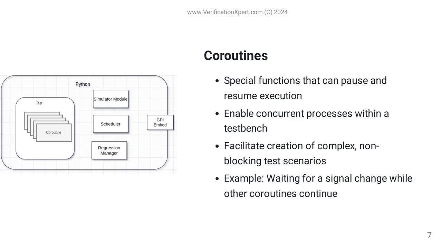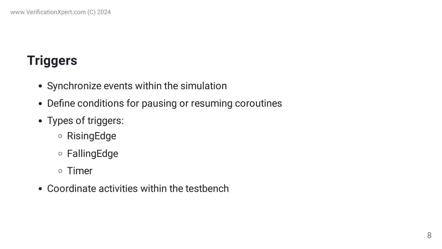Coroutines are special functions within Cocotb that can pause and resume execution. They enable concurrent processes within a test bench, facilitating the creation of complex, non-blocking test scenarios. For example, a coroutine can wait for a signal change while other coroutines continue running. Triggers synchronize events within the simulation and define conditions for pausing or resuming coroutines. There are various types of triggers, such as RisingEdge, FallingEdge, and Timer.